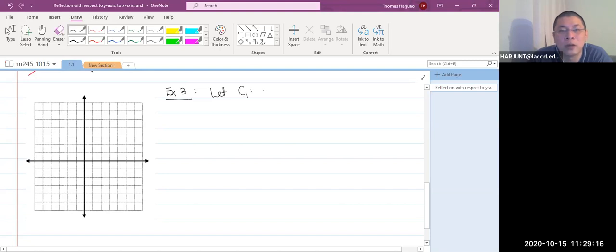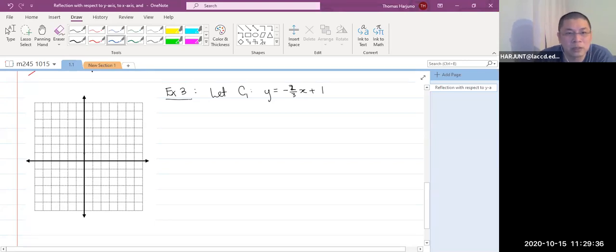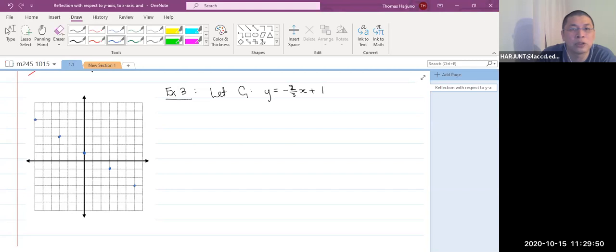Curve 1, y equals negative 2 over 3x plus 1. So the y-intercept is (0, 1). The slope is negative 2, run 3. Negative 2, run 3, down 2, run 3, then back up 3. So this is the graph of that C1, curve 1.